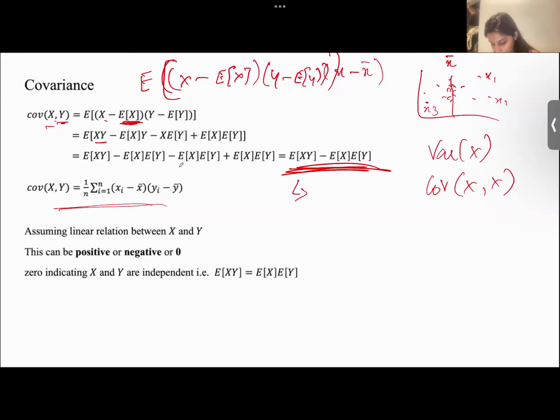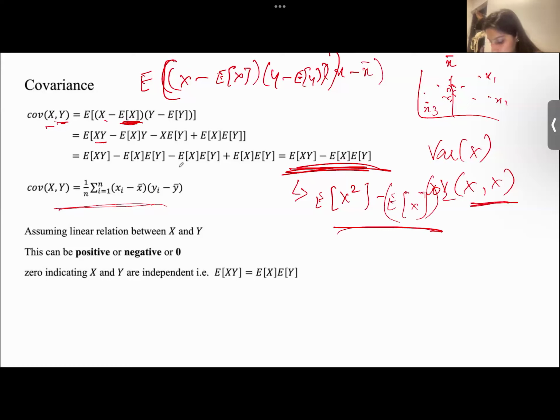Let's just consider this last bit. Instead of y, you write x. So you'll have e of x square minus e of x the whole square. If you remember in the previous lectures, the variance of x was given by e of x square minus e of x the whole square, right? So that's what it says. So that's when you do covariance of x comma x. This is what you get.